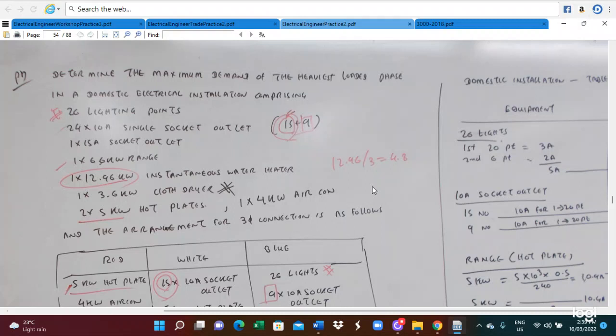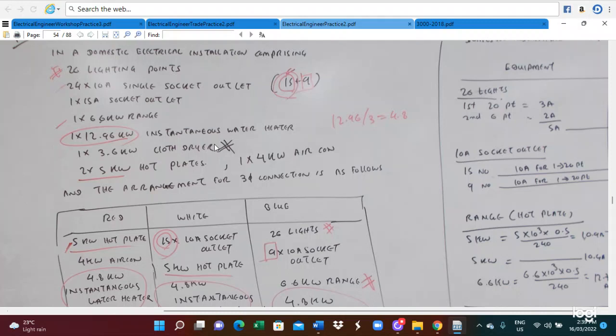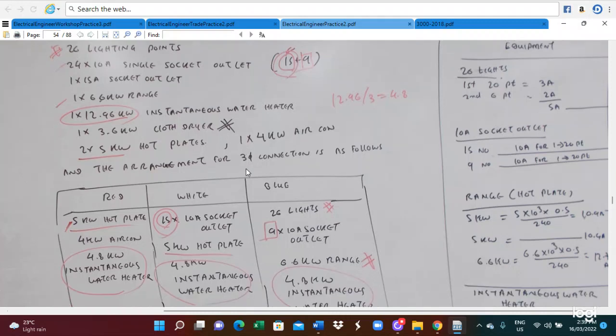The next one, we have to determine the maximum demand of the heavier loaded phase in a domestic electrical installation comprising 26 lighting points, 24 number of 10 ampere single socket outlets, 1 number of 15 ampere socket outlet, 1 number of 6.6 kilowatt range, 1 number of 12.96 kilowatt instantaneous water heater, 1 number of 3.6 kilowatt clothes dryer, 2 number of 5 kilowatt hot plates, and 1 number of 4 kilowatt air conditioner. For the arrangement on the 3 phase we have to refer to this table.